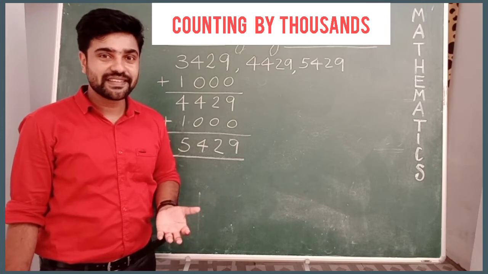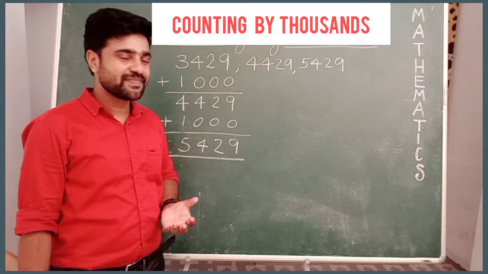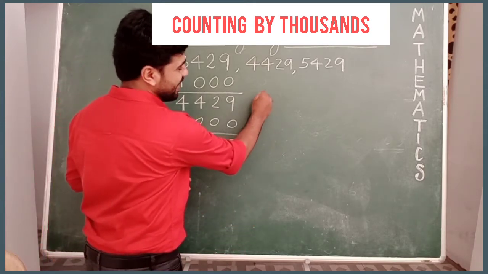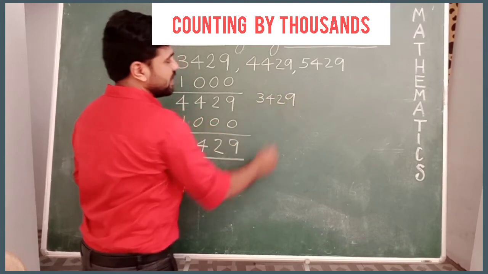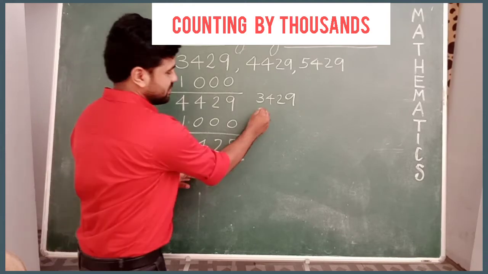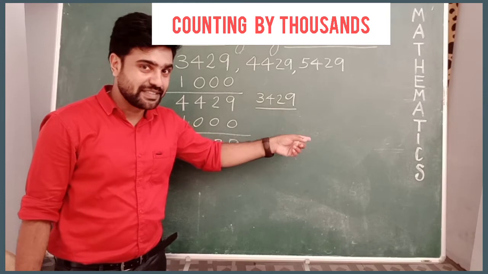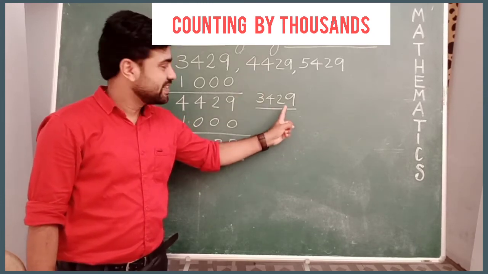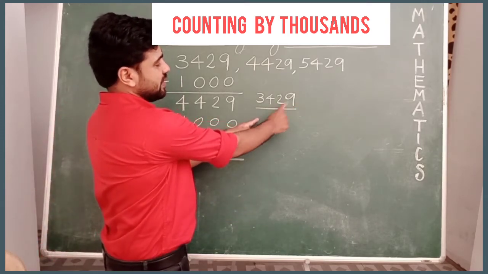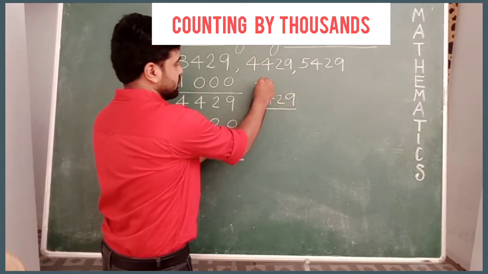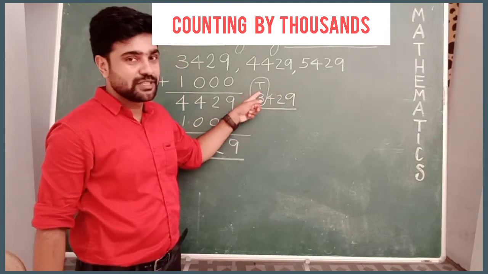What is the easy method to find out the numbers without doing these calculations? Yes, I know you have learned it. 3429 is the number given. Counting by thousands, we have to find out the next number. So find out the digit in thousands place in the given number. Ones, tens, hundreds, thousands. 3 is the number in thousands place.